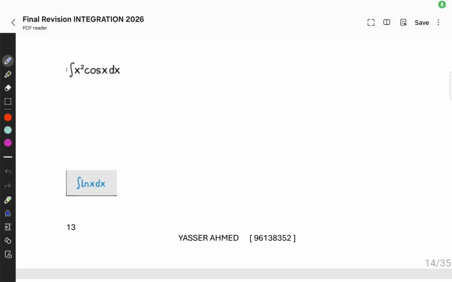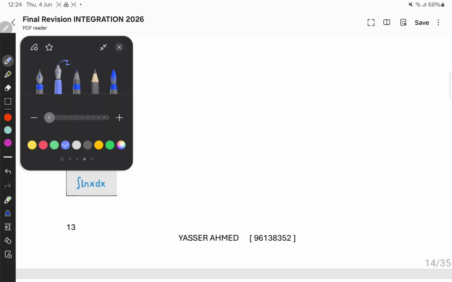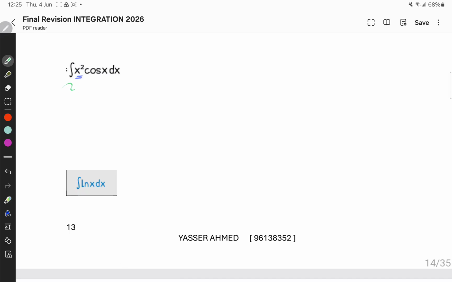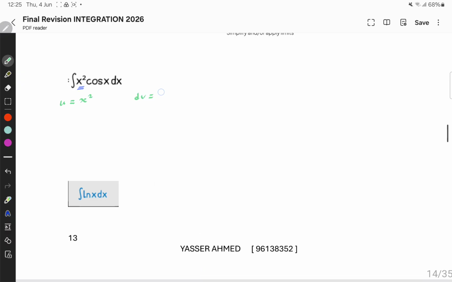We are going to practice some questions on parts, how to use parts. Here I have multiplication inside the integral, x squared times cosine x. The degree outside is greater than the degree inside, so that means we have parts. And that parts will happen how many times? Two times, because x is raised to the power 2. So we just choose u equal to x squared, dv equal to cosine x dx.